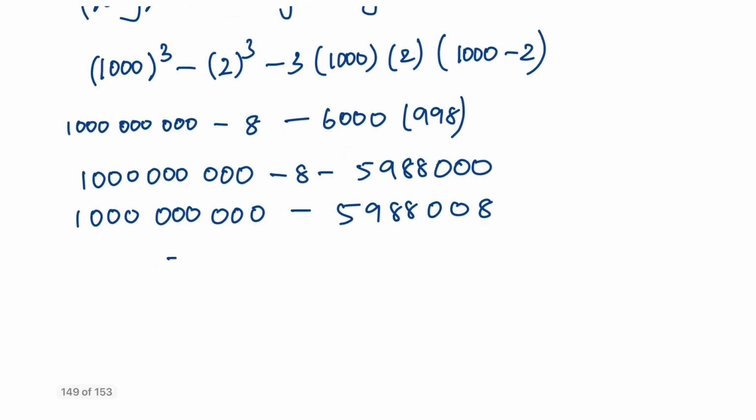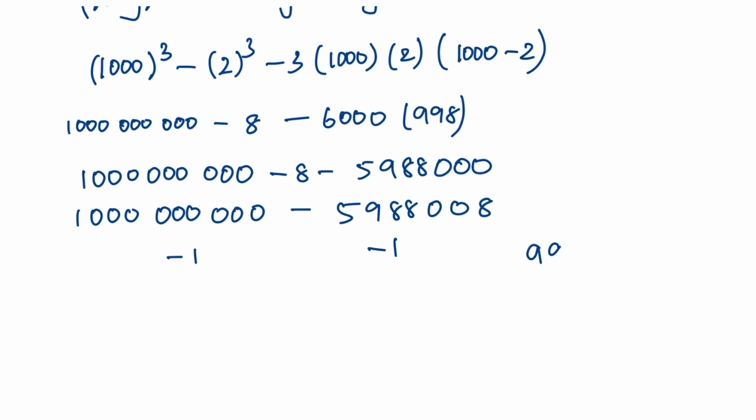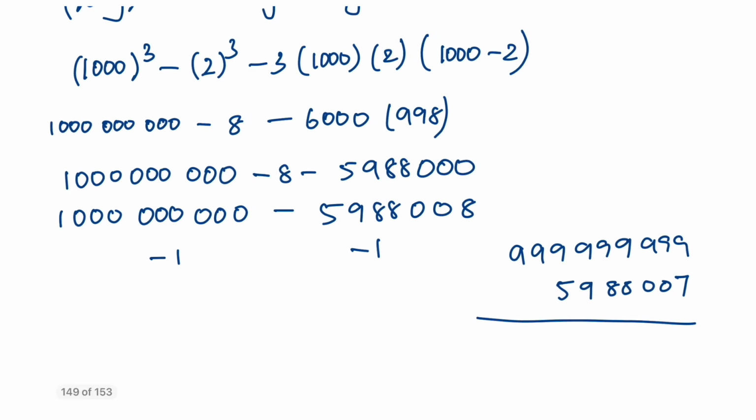Okay, now again we are going to use the same trick. You are going to subtract 1 from here and 1 from here. So that is going to get you 999999999. This number, and minus 1 from this number is going to get you 7008895. Okay, we are going to subtract these two.